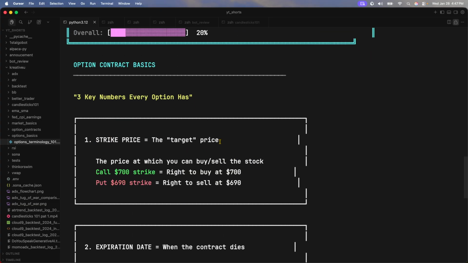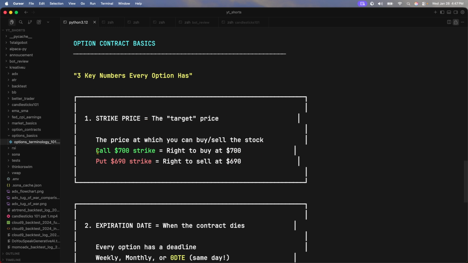So, 3 key numbers for every option. The strike price is going to be the target price. This is the price at which you want to buy or sell the stock. Remember our example previously, our $700 strike means we have the right to buy SPY at $700, or with the put, we have the right to sell it at $690.